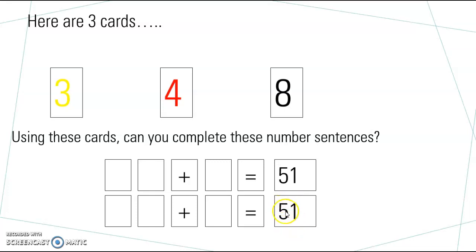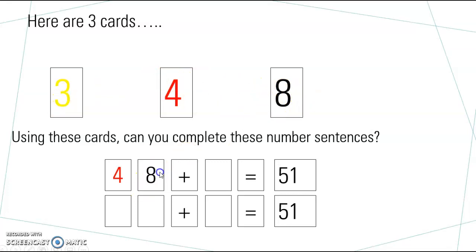Now, 51. We need to think about which of these numbers is the best number to start with, if we're doing a 2-digit number. If we started off with 8, then that means we'd have 8 tens. It's a bit far away from 5 tens, isn't it? If we have 5 tens there, it's probably best to use the number 4 there. So then we have these two numbers here, we have 3 and 8.